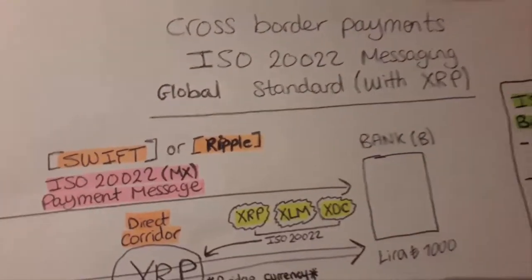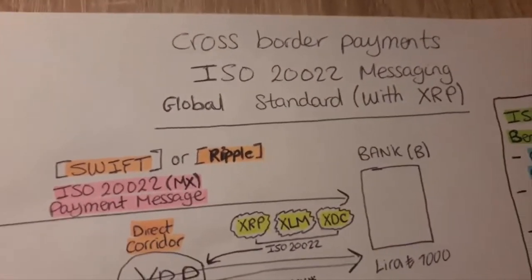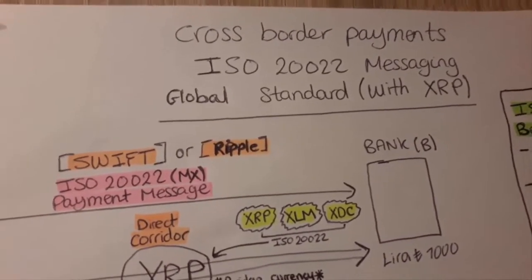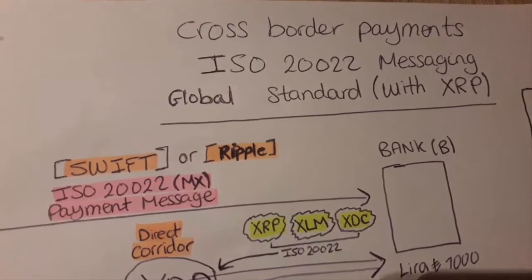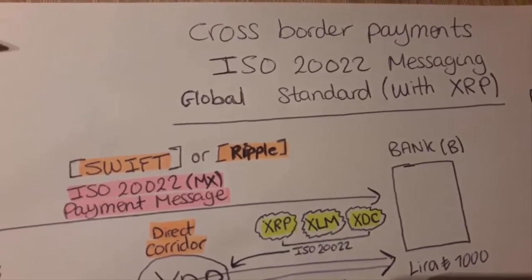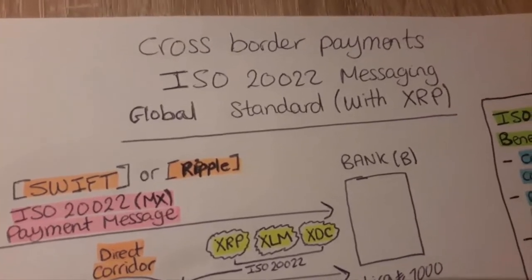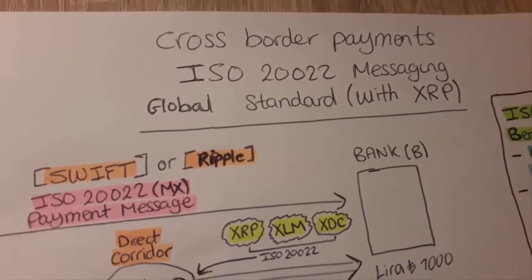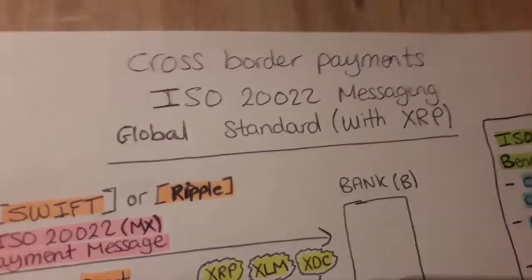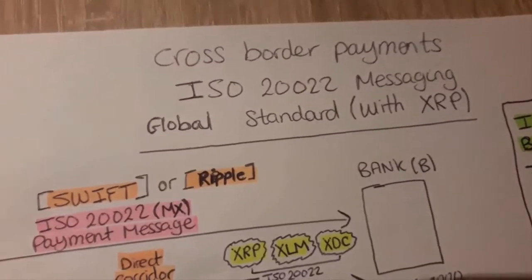Okay, so this is the next video, and in this video I'm going to talk about cross-border payments, but this time using the ISO 20022 messaging standard. And I'm going to talk about it, hypothetically speaking, also if the banks were using XRP in this video.